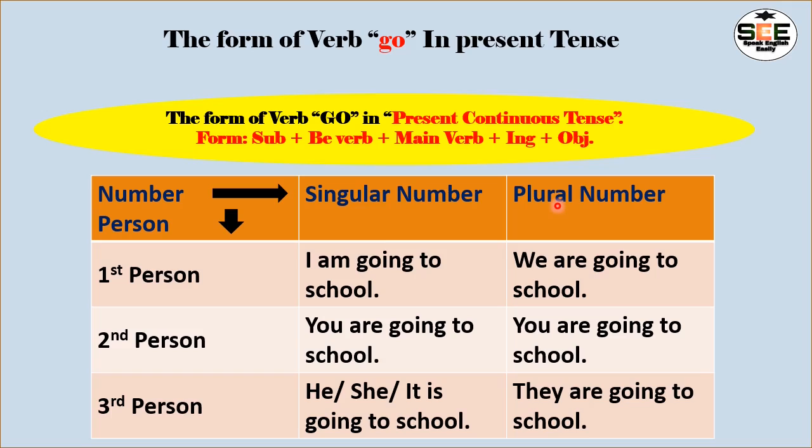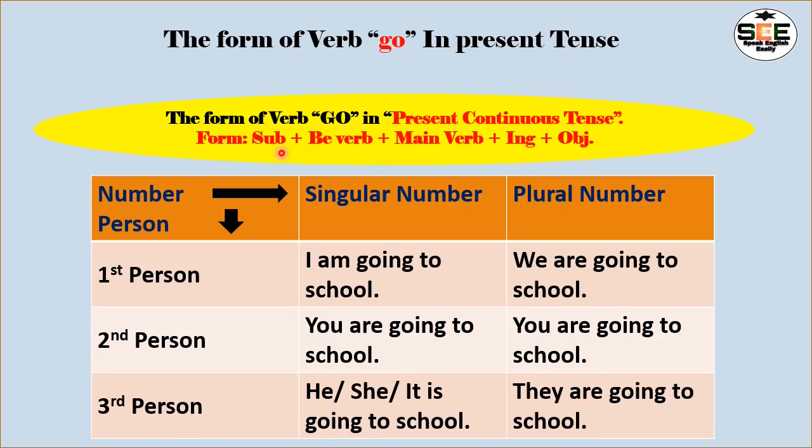As well as finally we can see here the third person plural number in present continuous tense. It is they are going to school. Here they is the subject and are is the be-verb plus go is the main verb plus ing for continuous, and school is the object. So we can say they are going to school. From here we can understand how to write a present continuous tense with the form.